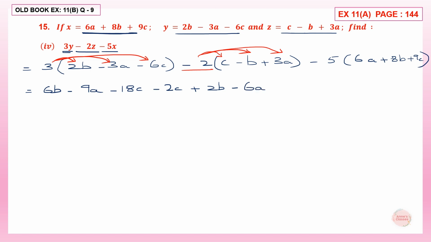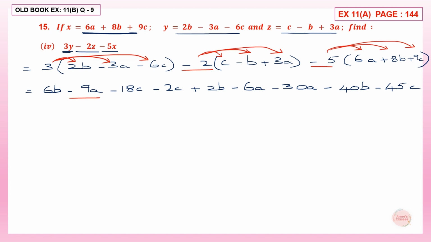Next one, we're going to multiply minus 5 into 6a. The sign is minus. 5 6s are 30, 30a. Now minus 5 into 8b. Sign is minus. 5 8s are 40b. Now we multiply minus 5 into 9c. So the sign is minus. 5 9s are 45c.